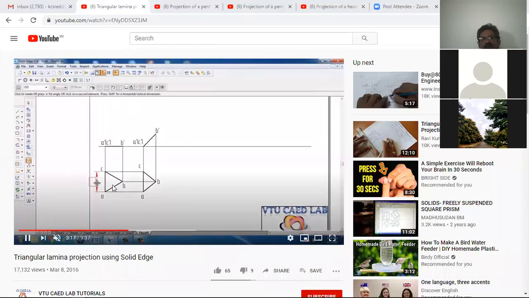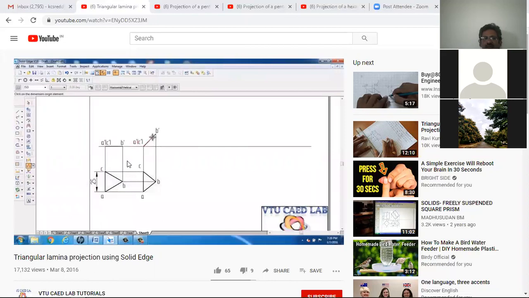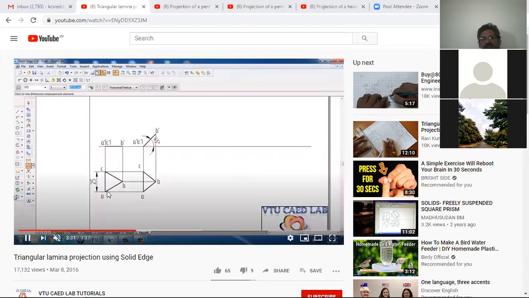Next, what we have done is dimension also. Angle between this, 45 degrees, using the angle between command. So I can represent 45 degrees. Now in the question he has given that the median is inclined. So here true median and apparent median.